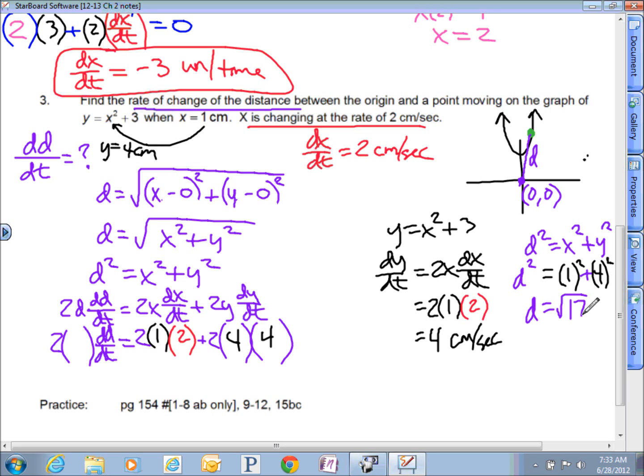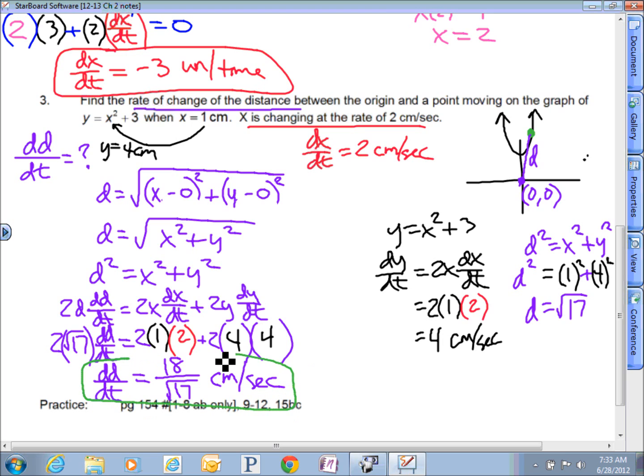So now take that, come back to your equation, plug it in. Well, we're going to squeeze some space here. dd over dt. How about 4 plus 32 is 36 divided by 2 root 17. I think this comes out to be 18 over root of 17 centimeters per second.